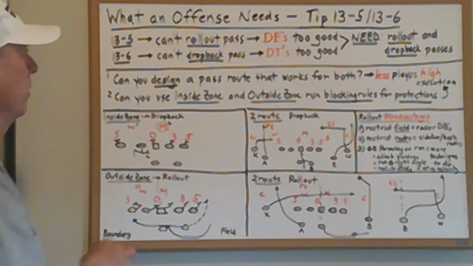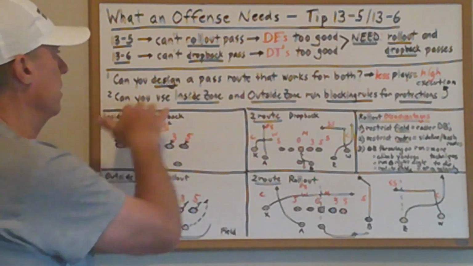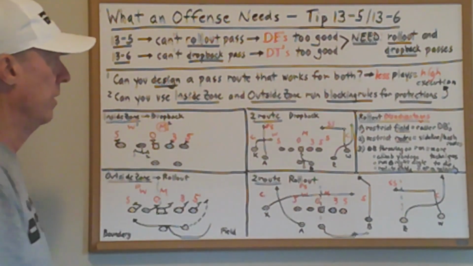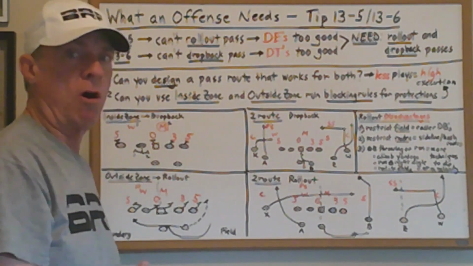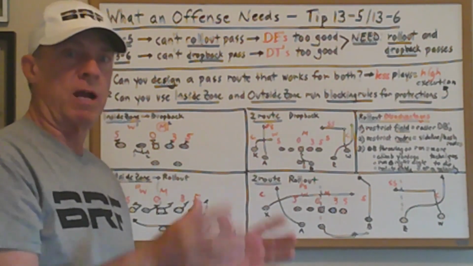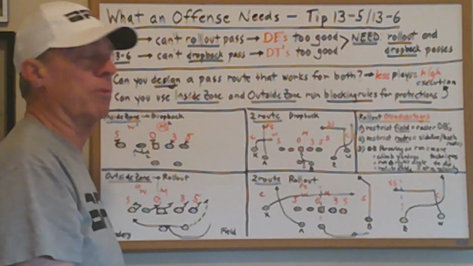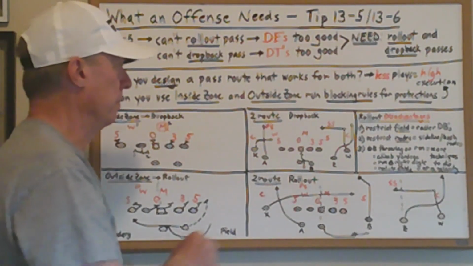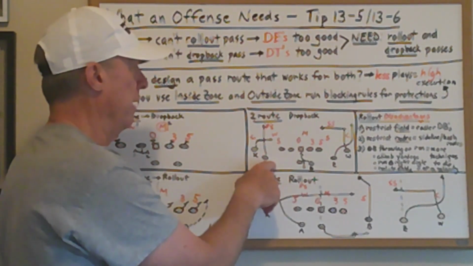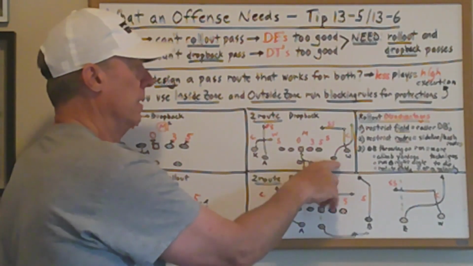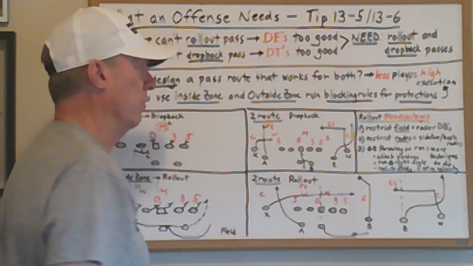The next thing we wanted to talk about was, can we design a pass route that works for both? So this is what I call the 2 route. I numbered all my pass concepts or pass route combinations by numbers, and I used a number system, okay? So in the 2 route, the X ran a slant, the A would run a fade or a seam, the Z runs an out and up, and the W would run a dig.